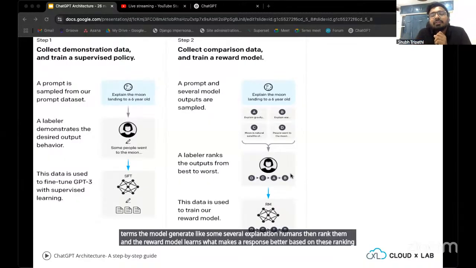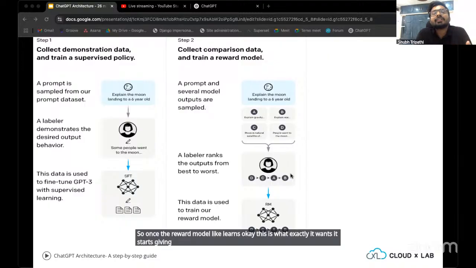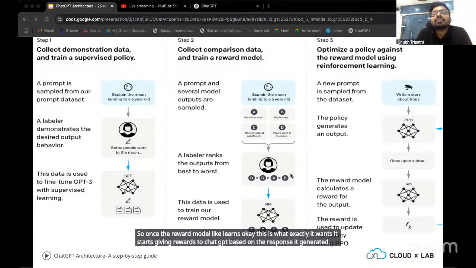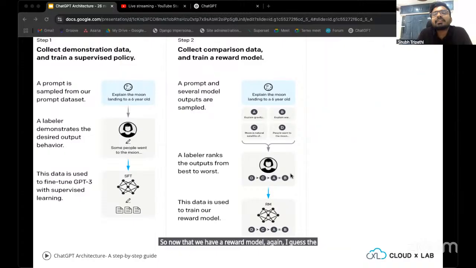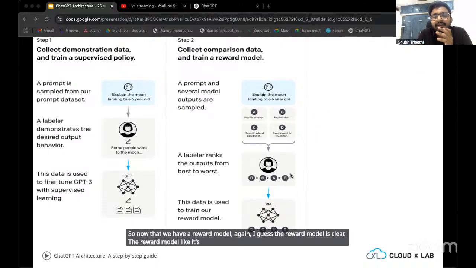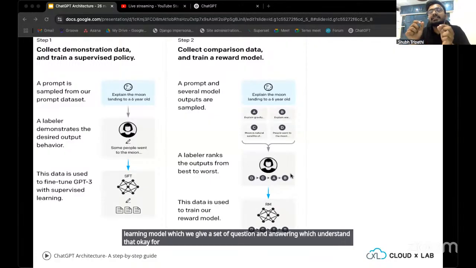So once the reward model learns, okay, this is what exactly it wants, it starts giving rewards to ChatGPT based on the response it generates. So now that we have a reward model, I guess the reward model is clear. It's nothing complicated. It's just a machine learning model, which we give a set of questions and answers, and it understands that okay, for this question, why is this answer better?